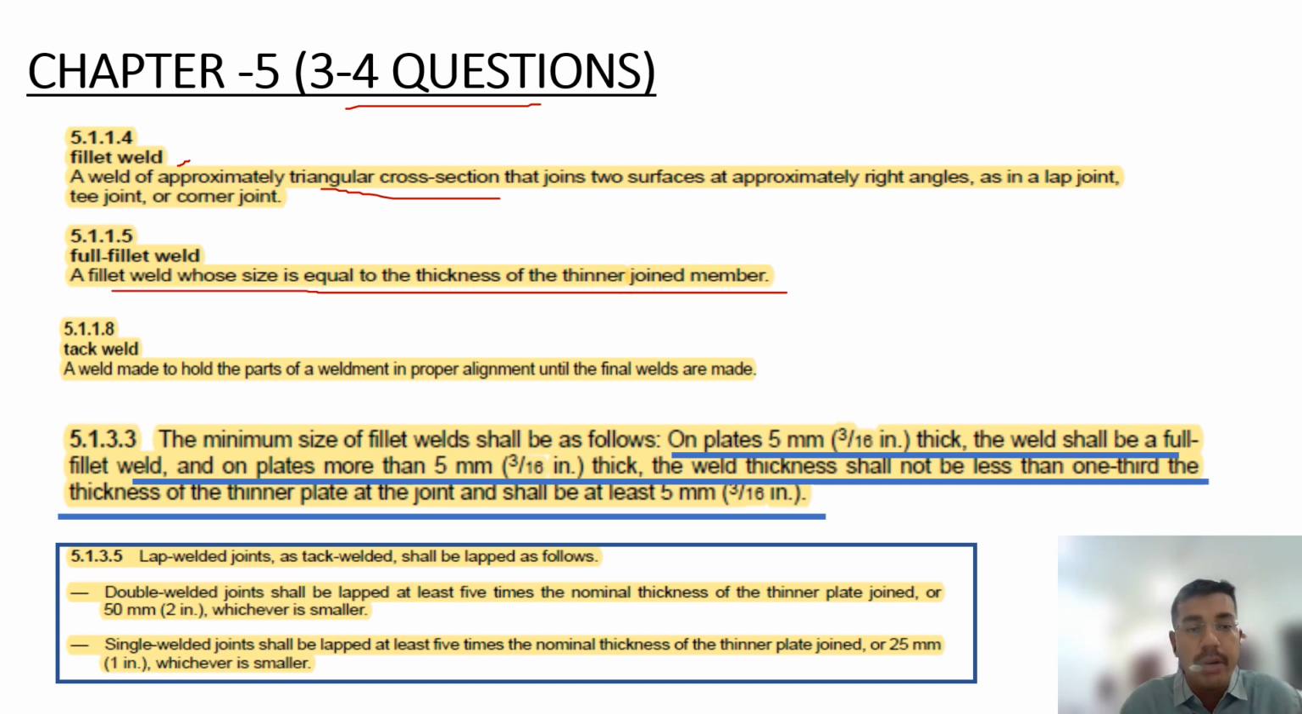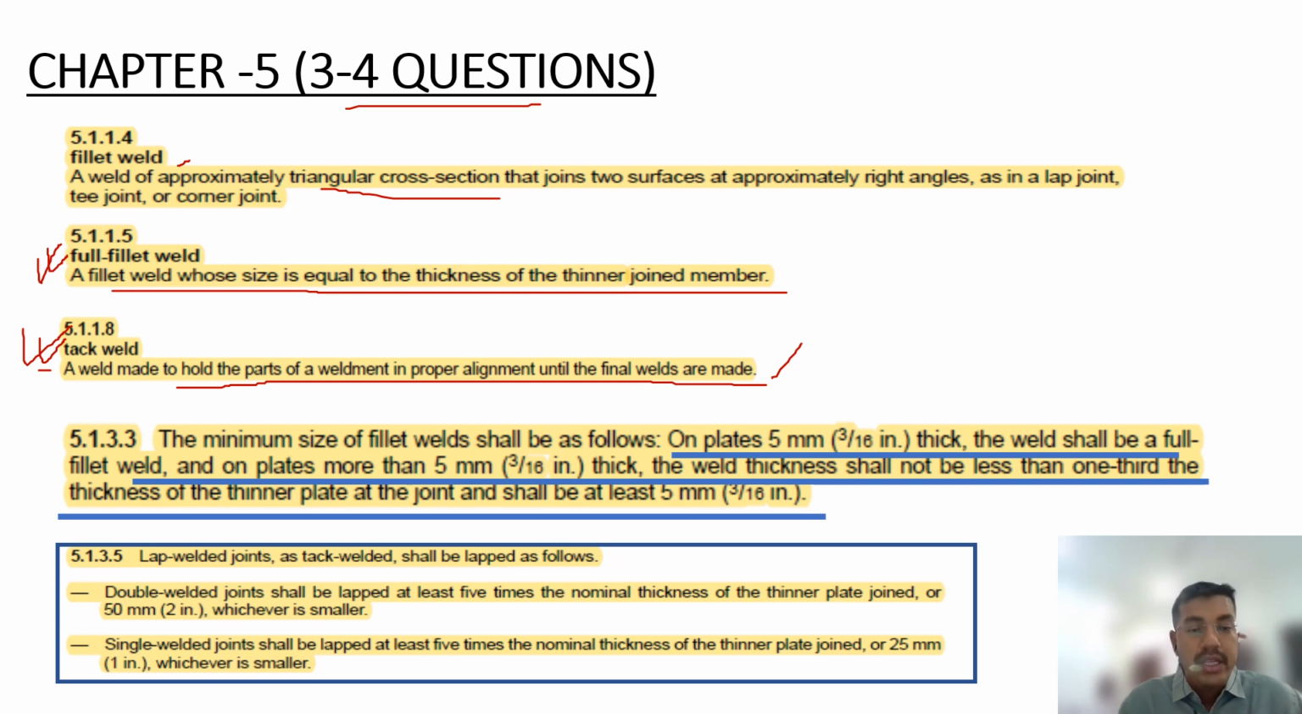thinner joined part is called full fillet weld. You have to remember that. Tack weld, a weld made to hold the parts of a weldment in proper alignment until the final weld is made. Why did I mention all these points? Usually in the closed book exam, sometimes it came. There will be a term in the question, a weld made to hold the parts of a weldment in proper alignment until the final weld is made, and options like tack weld, full fillet weld. So you have to choose the right answer.